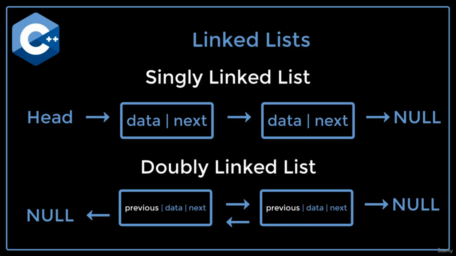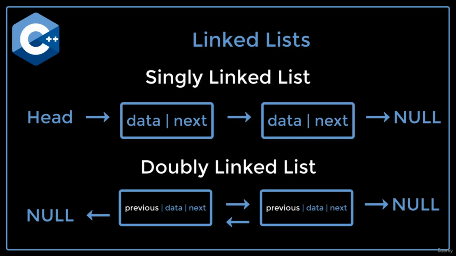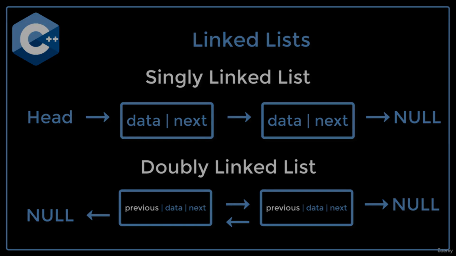The C++ standard template library has built-in collections for these two types of linked list. The forward list container is a type of singly linked list, and the list container is a doubly linked list. We will learn about each of these in the next section of the course, where we learn about the main container types in C++'s standard template library.